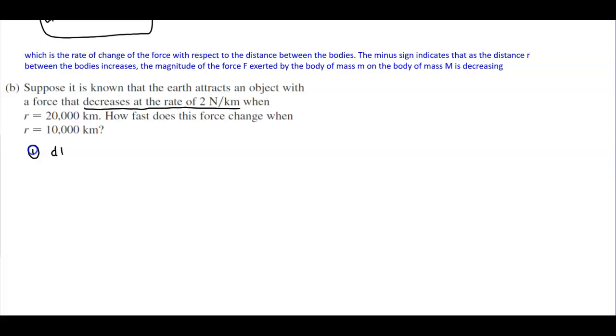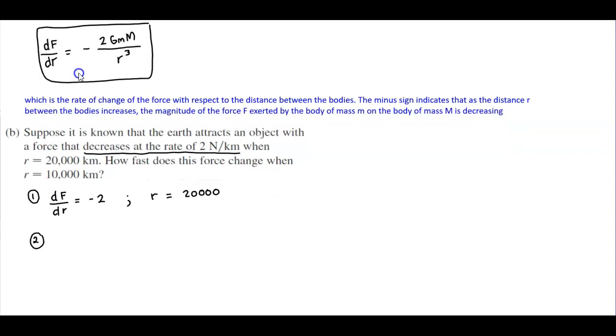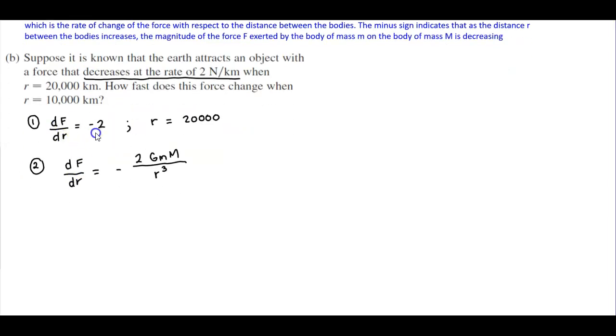So that means that the rate, which is dF over dr, is equal to negative 2. And we also know that r is equal to 20,000 kilometers. So what we're going to do is use our derivative formula, which was at the end here of part A. So we have dF over dr, which is equal to negative 2 times G lowercase m times uppercase M over r cubed. So we're going to substitute dF over dr to be negative 2.